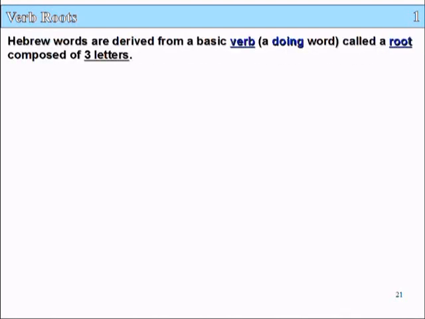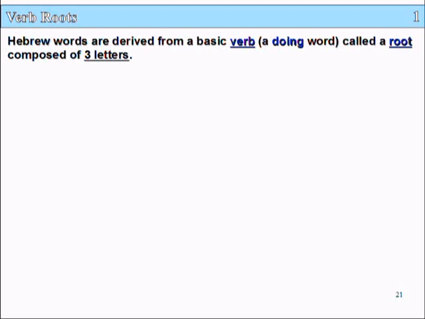Slide 21, Lesson 1, Verb Roots. Hebrew words are derived from a basic verb or doing word called a root composed of 3 letters.